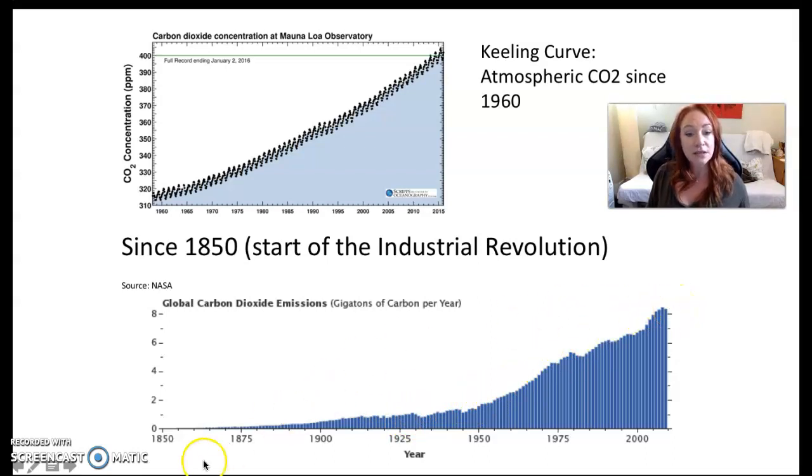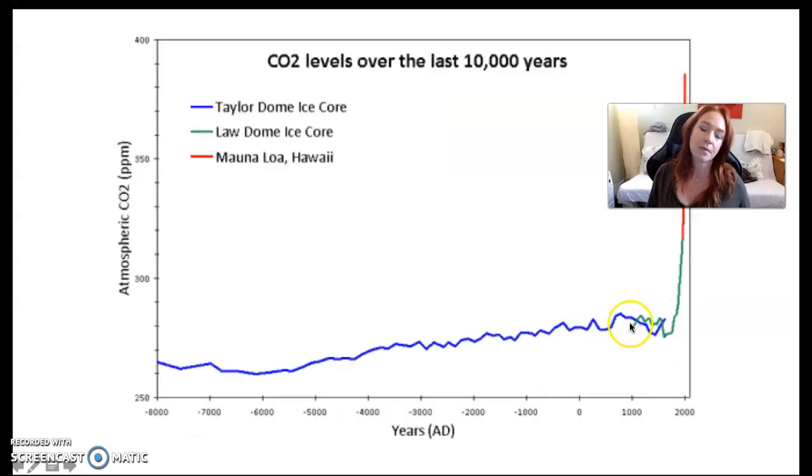So in the last 170 something years, we've gone from 0 gigatons of carbon dioxide being pumped into the atmosphere to every year now we have over 8 gigatons pumped into the air. That's a lot. All right, big deal. That's only 170 years.